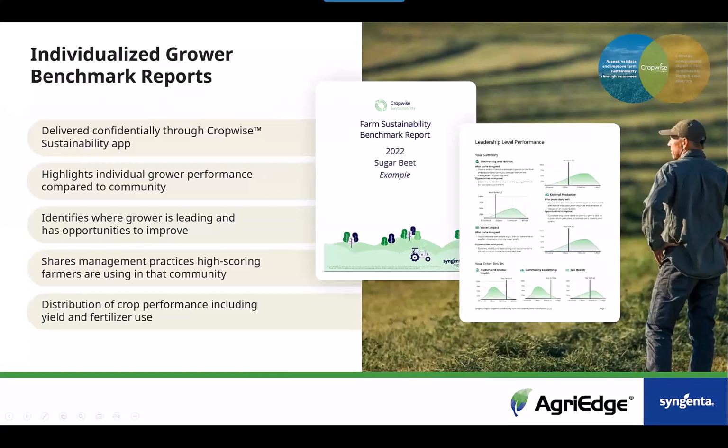So like I said, it's delivered through the CropWise Sustainability app and can be found on that reports tile. It highlights individual grower performance and compares it to the other growers in your community. And it identifies where the grower is leading in sustainable practices, as well as highlights where the grower can improve their sustainable practices on their operation.